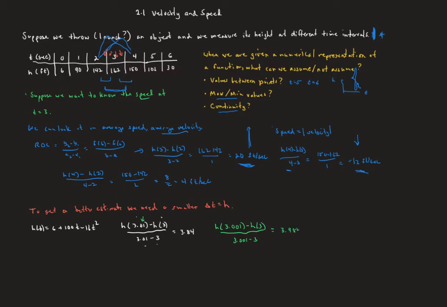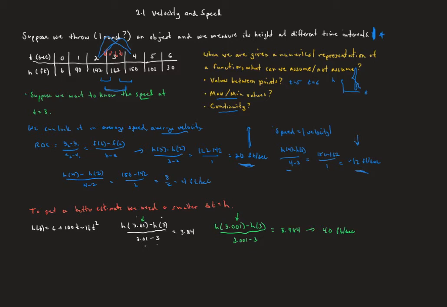And so we could keep doing this, and each time we choose a smaller delta t, or smaller value of h, then we're going to get a better approximation. So it looks like, anyway, that this is trending towards 4.0, and that would be in feet per second. Okay, so that's our estimate there.